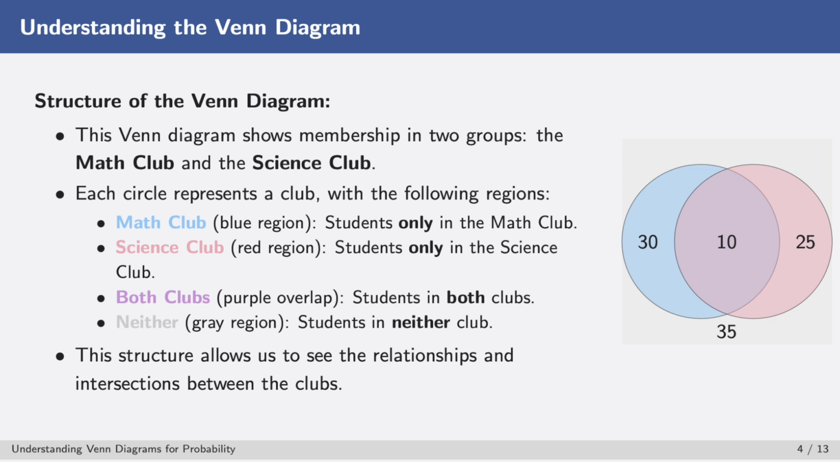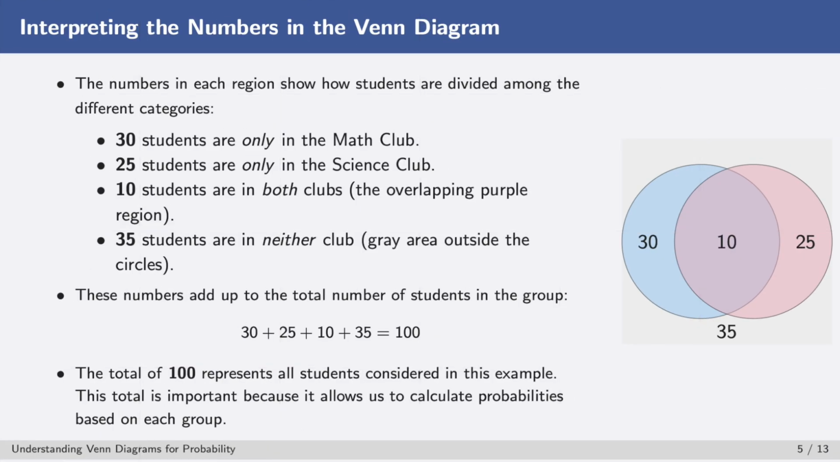Now, on the right side of the diagram, we see 25 students who are only in the science club. These students are in the red area outside the overlap, meaning they aren't members of the math club. In the purple area, where the circles overlap, we see 10 students who belong to both clubs. These students are in both the math and science clubs. Finally, outside both circles in the grey area, we have 35 students who don't belong to either club.